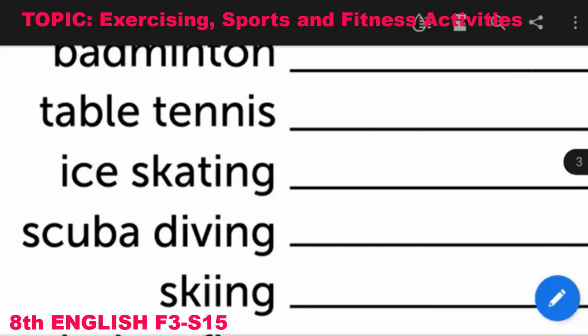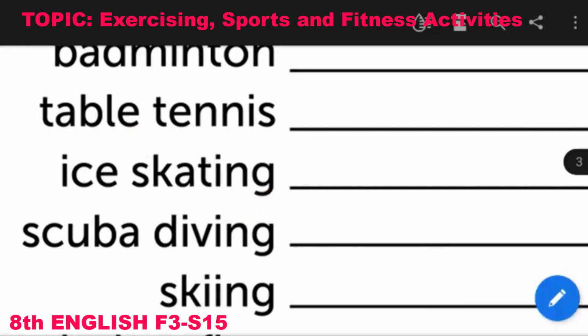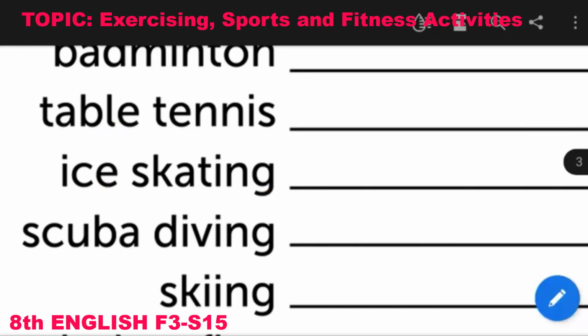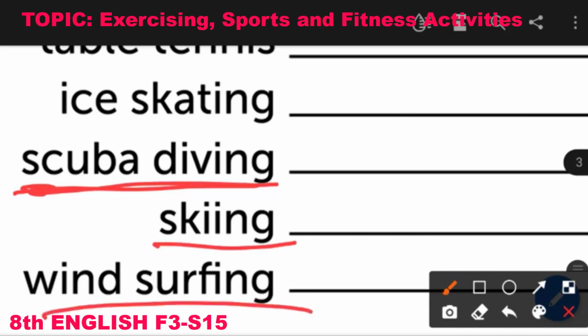Okay, so attention here. You see ice skating, but you're blending over here. Lo estás juntando. You're blending over here the pronunciation of the C and the S. Yes, estás juntando la pronunciación de la S y la C. Ice skating. Scuba diving. Skiing. Windsurfing.